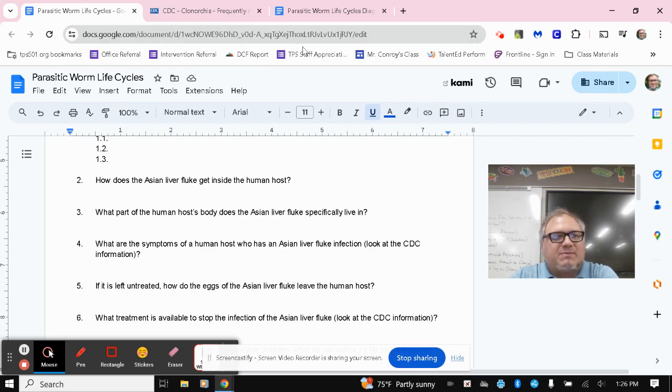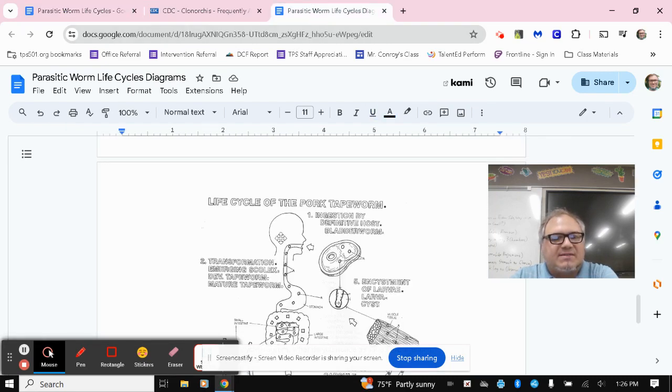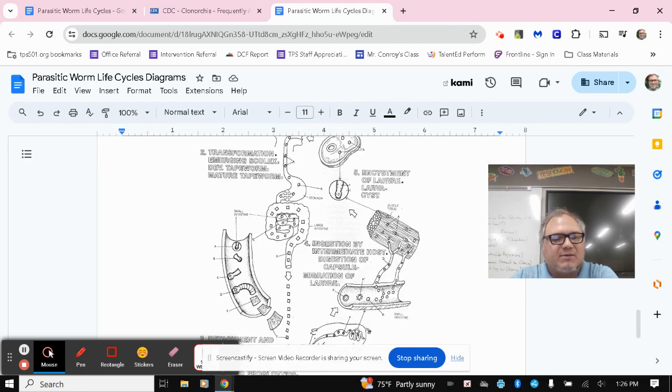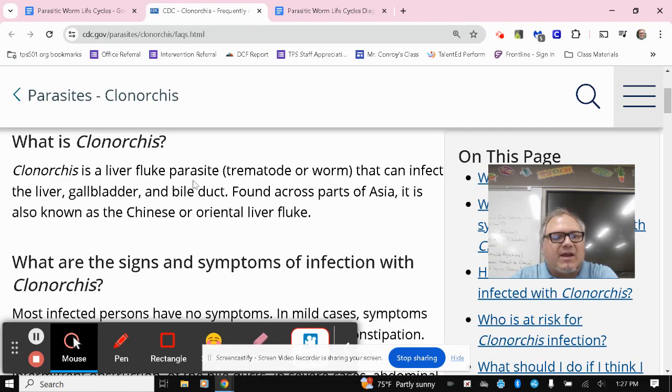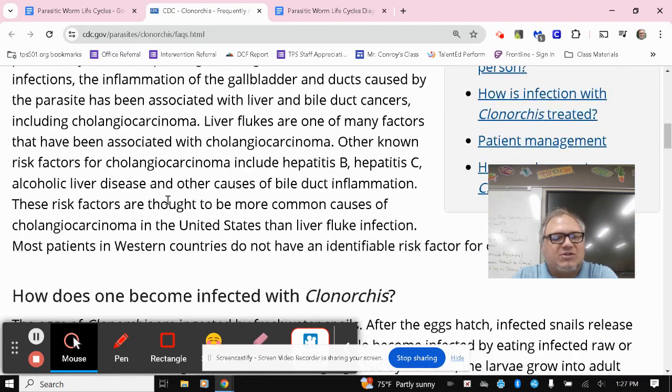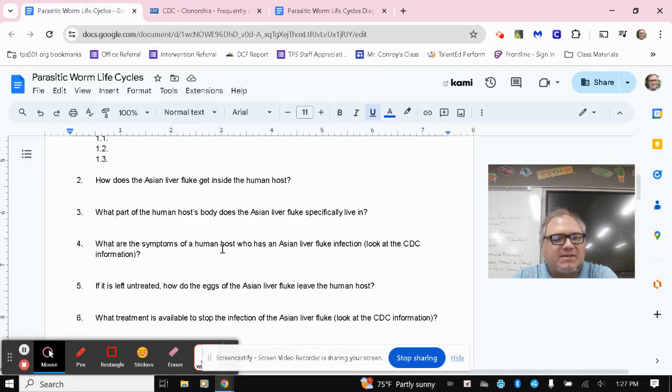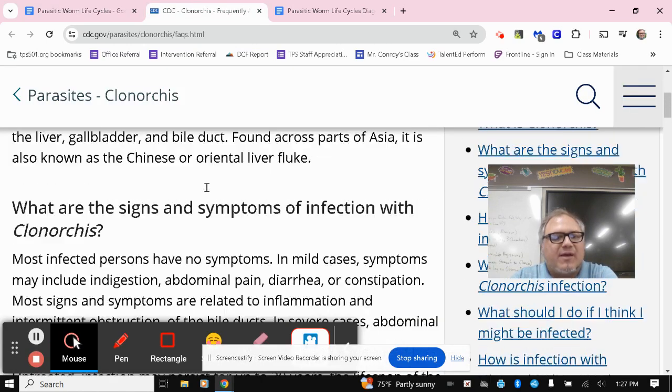So again, there are multiple answers that would be applicable for this. Again, when you look at the diagram, you can figure out which organs the worms are interacting with. Or again, you can look at the CDC information where it talks a little bit more about what organs are involved in the infection process. We also want to know, what are the symptoms of a human host that has an infection with that type of worm? Again, the CDC info will help with this.